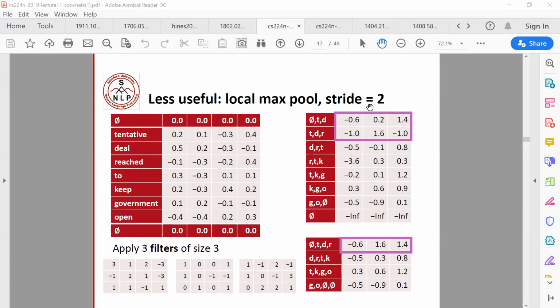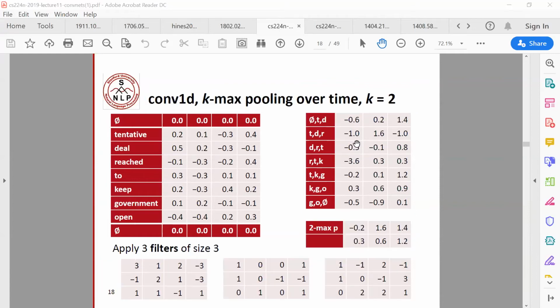If you did it with stride 1, I guess it wouldn't make sense, because then you would be mixing results. Anyway, so that's local max pool. And then he has Kmax pooling over time. What that does is instead of choosing the maximum in each column, he chooses the 2 maximum elements. And he maintains the order.